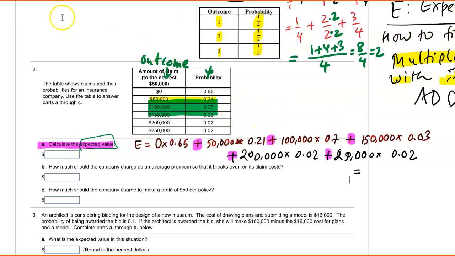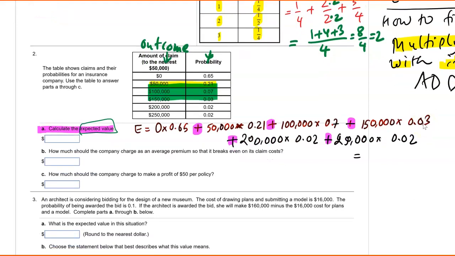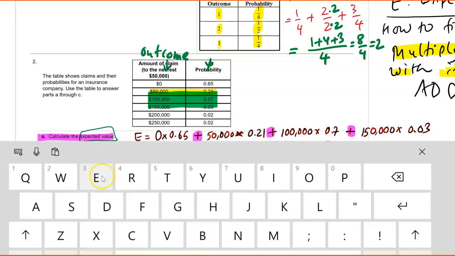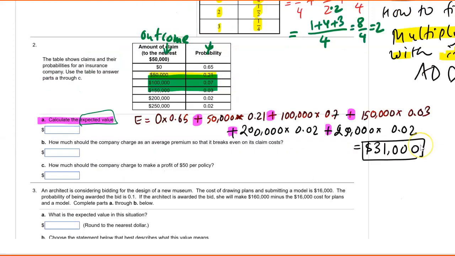Pause the video and try it yourself. All right, did you try? What do you get? This must be $31,000. That's the expected value. Since you already have the dollar sign there, you just write 31,000 in the box.